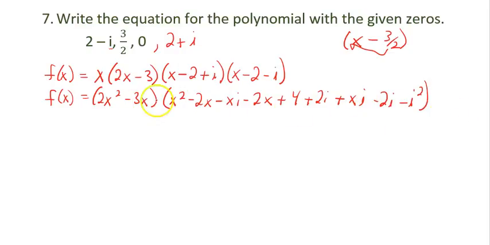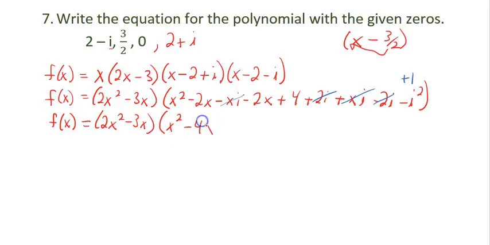And I did that one because I know that a lot's going to cancel. I can already see things that will cancel. So I'm just going to bring down that first part and then start canceling. So I have the negative xi and the positive xi that will cancel. Positive 2i and negative 2i that will cancel. Negative i squared will become a positive 1. So this whole thing will simplify to x squared minus 4x plus 5.